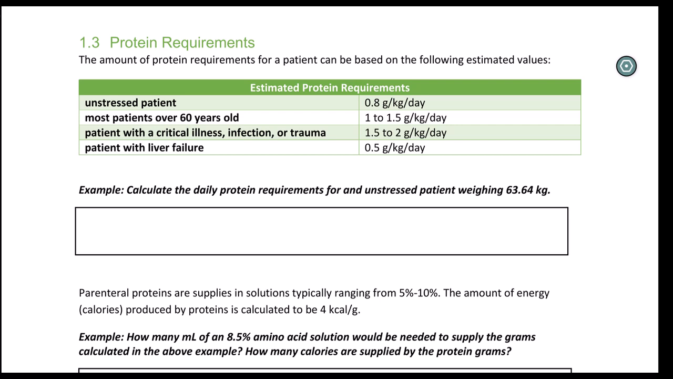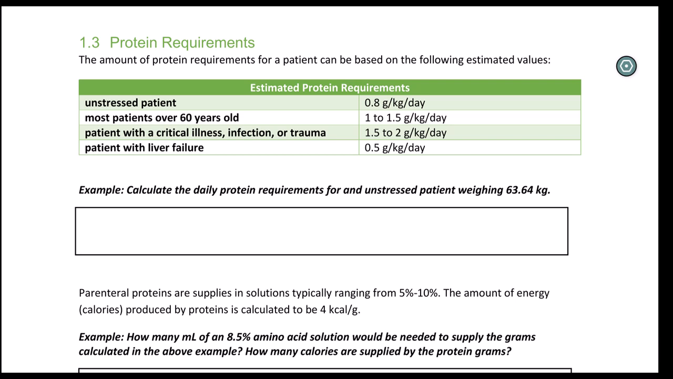Now we're looking at protein requirements. So protein is an estimate. It's estimated based on the patient. You can see here if they are an unstressed patient, if they're most patients over 60, if they're critically ill, or if they have liver failure, they have different needs associated with that.